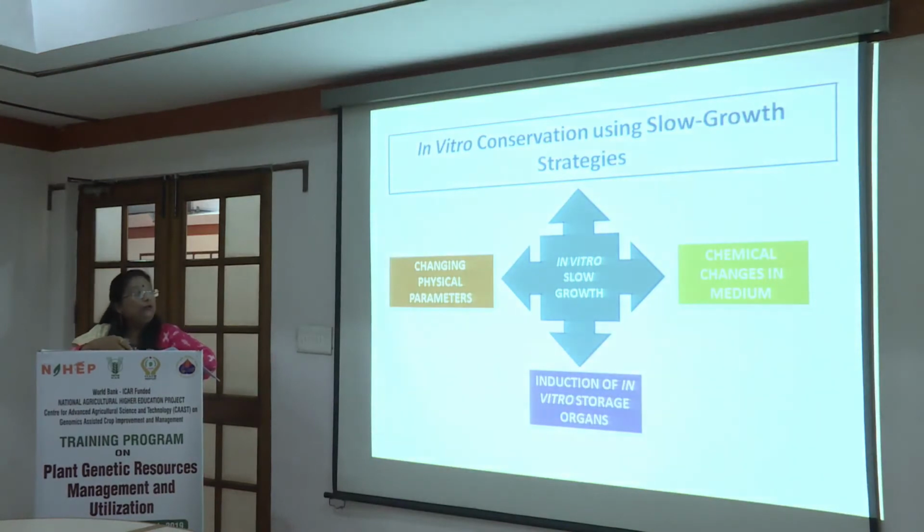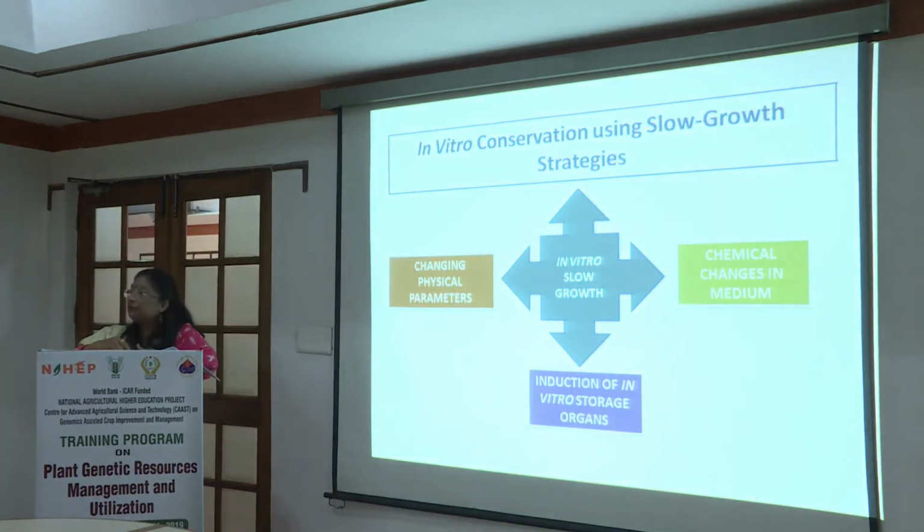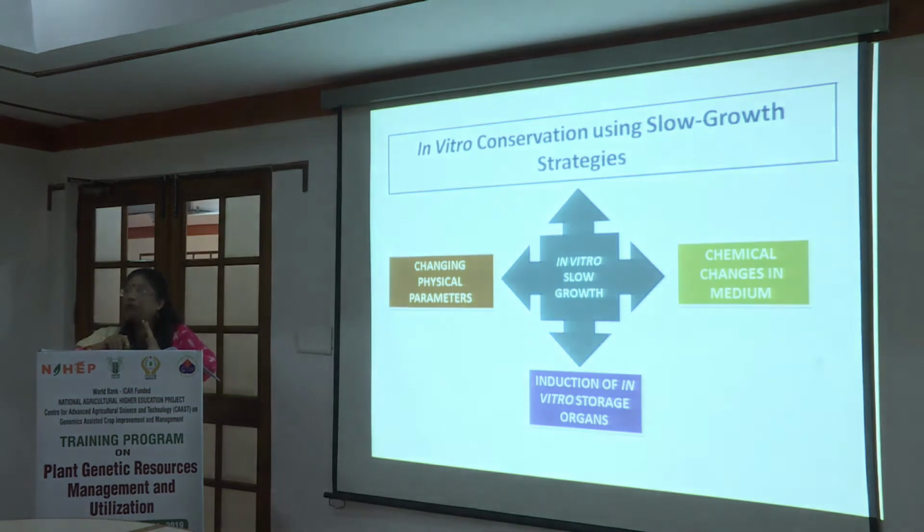So therefore, it is standardized that by changing the physical parameters or the chemical parameters in the medium, and induction of storage organs. These are the 3 broad categories of achieving in vitro slow growth.